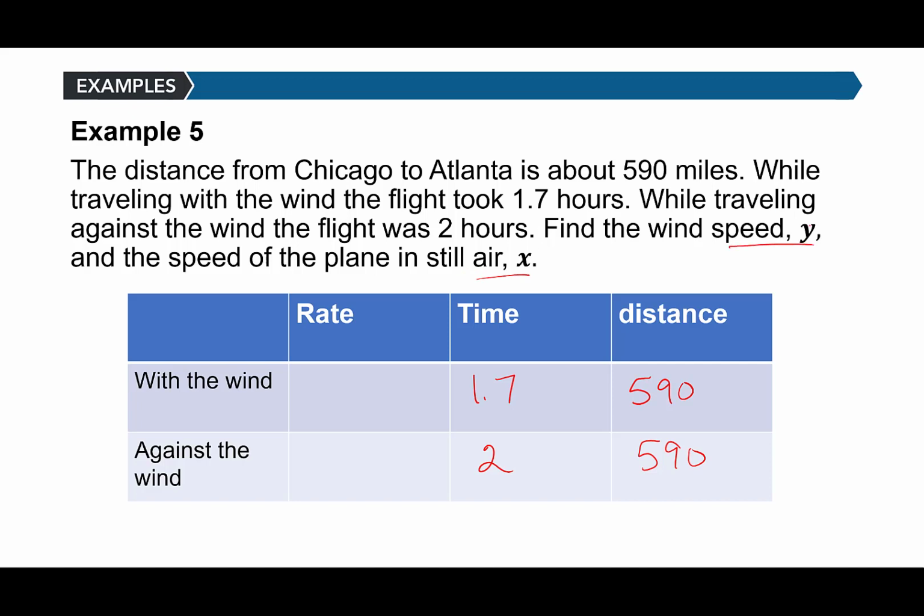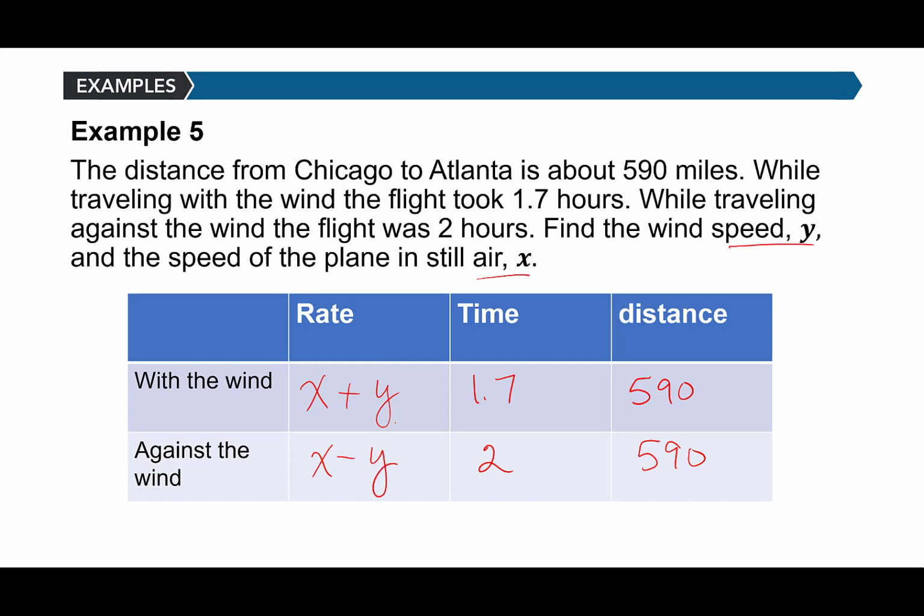But we do know how with the wind and against the wind impact it, right? So to go with the wind, that is going to add to the plane speed. So that would be x plus y for the total speed. And then the plane against the wind gets slowed down by the wind speed. So it would be x minus y.